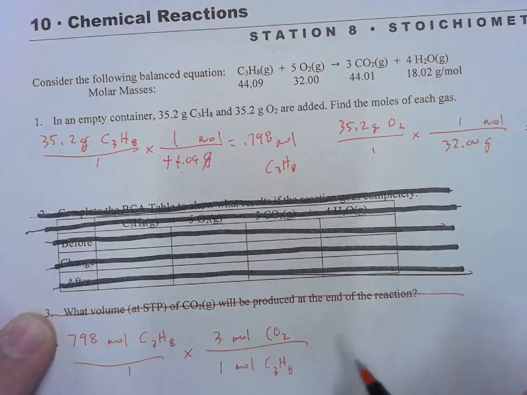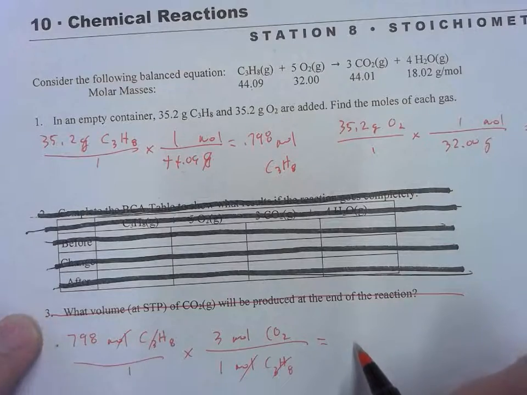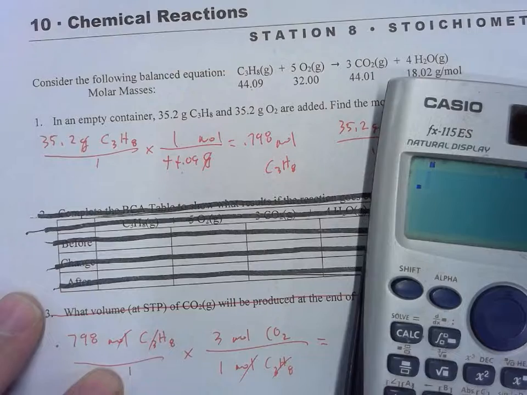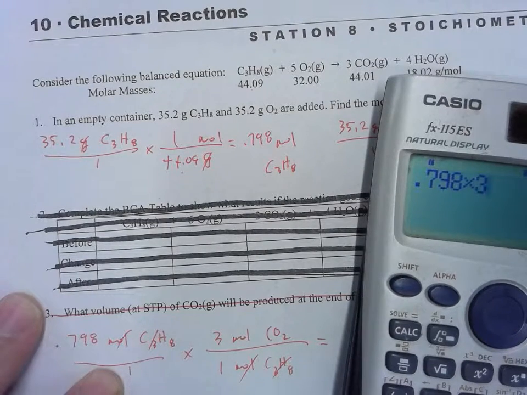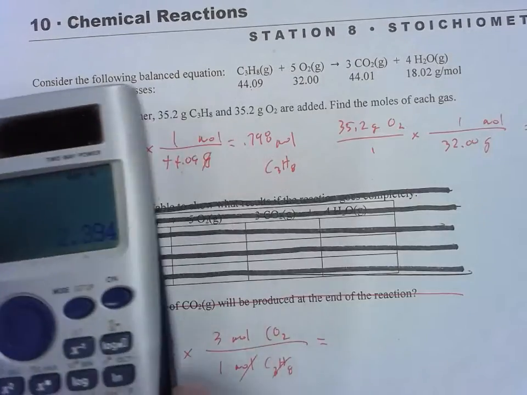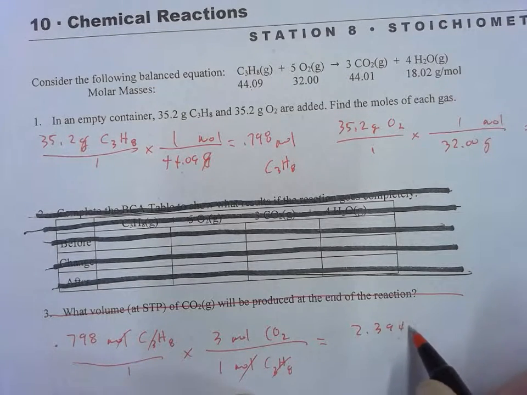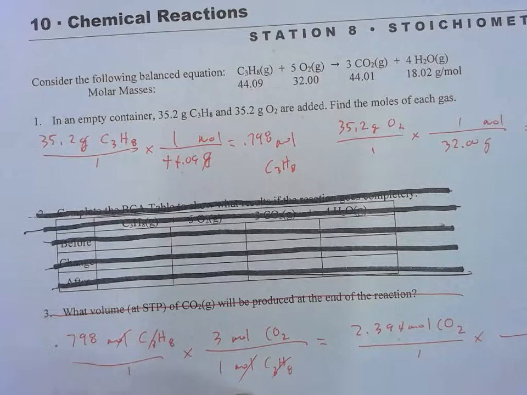What volume at STP equals 0.798 times 3, 2.394 over 1, and then you could go 22.4 liters per mole. Okay, you could do that.